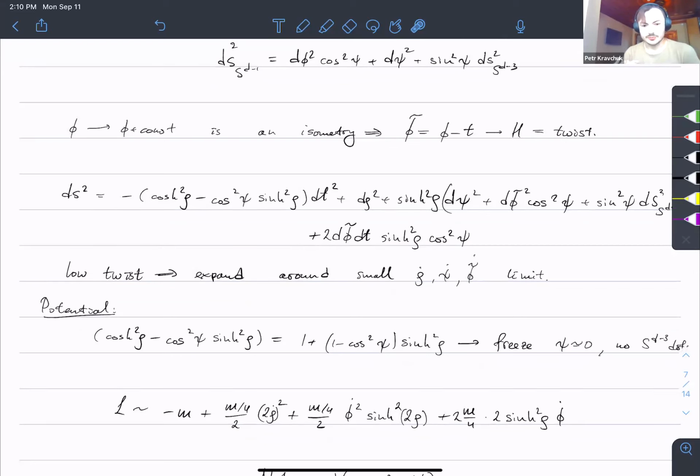This is a classical analysis. If you imagine quantizing it, then there is going to be an effective harmonic oscillator for psi, and there is going to be some ground state energy, but I'm just sitting in the ground state.